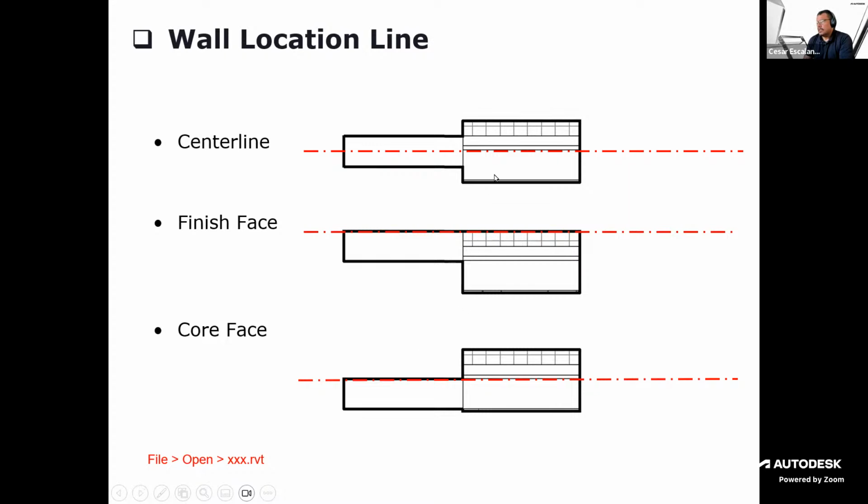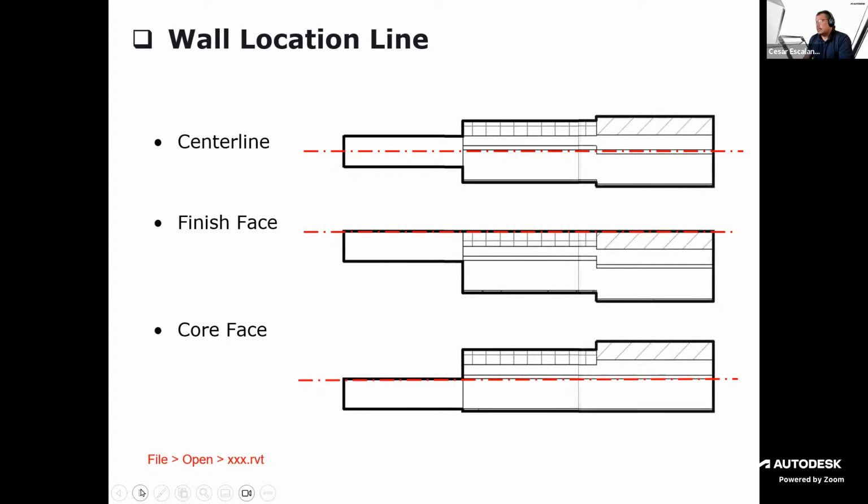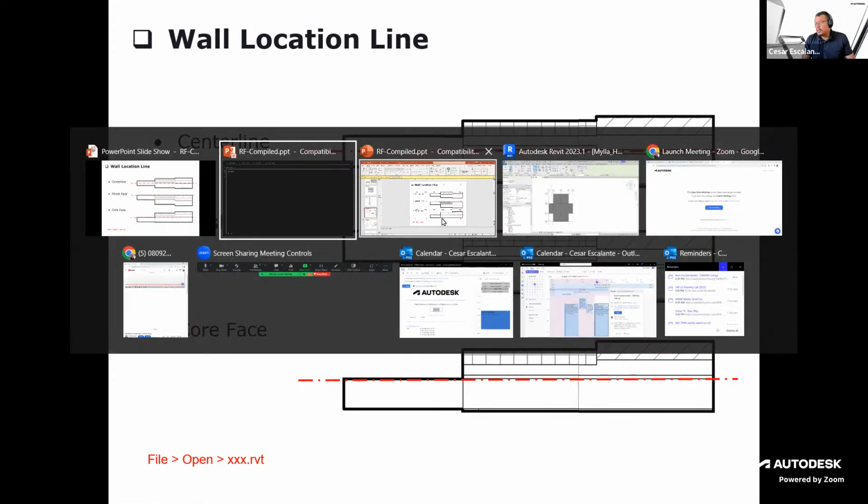So this is an example where I apply the same wall type to different location lines, and that's how the location line behaves. In the last example, on the core face, it is the core part of the wall types that remains fixed. Does that make sense? All right, long story for wall types.